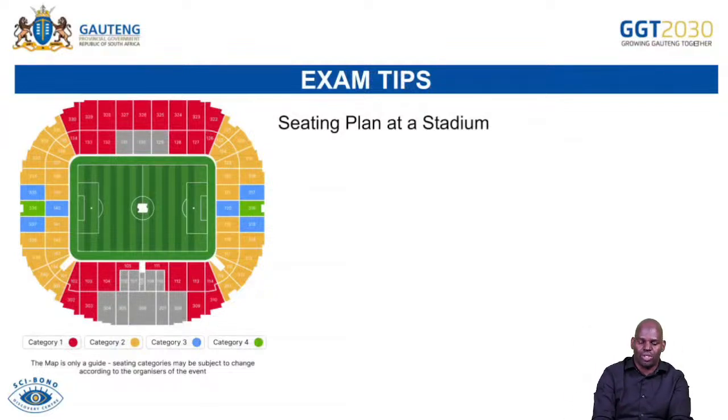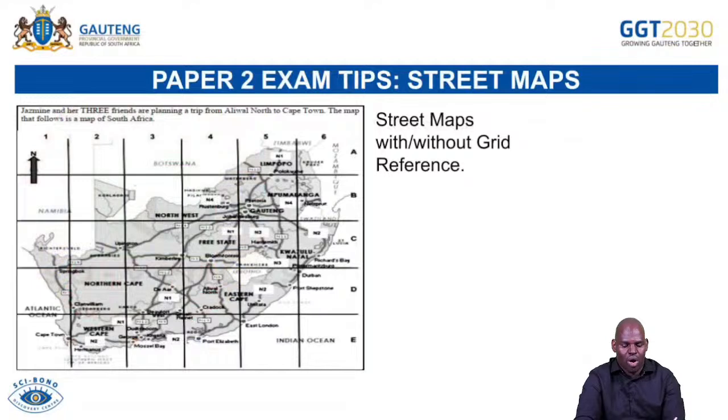And then of course street maps, okay, with or without grids. Now obviously you must know how to interpret a grid. You can see that in this case we've got blocks. Okay, so in this case, for instance, if they say in which grid reference do you find East London? Okay, in which grid reference do you find East London? So there is East London, and you can see there a dot.